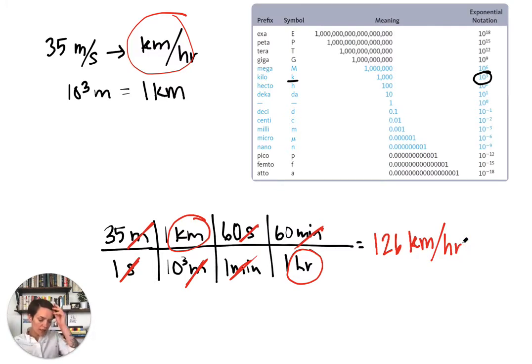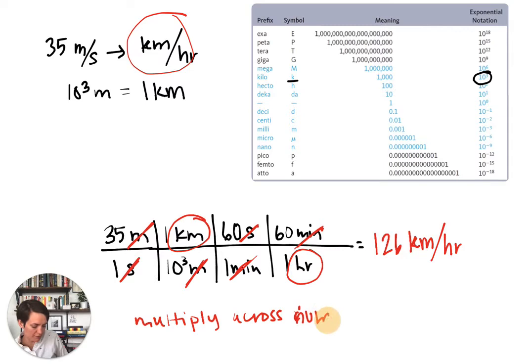So one other point to make in how you plug this into your calculator is it's good practice to multiply across the entire numerator. And then you want to divide by the product of your denominator.